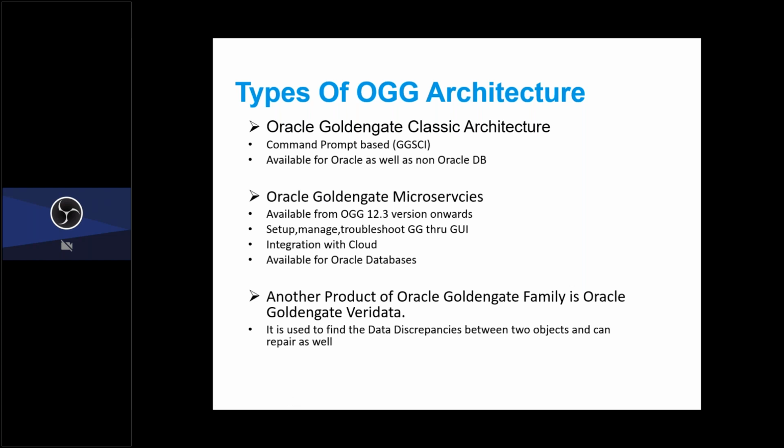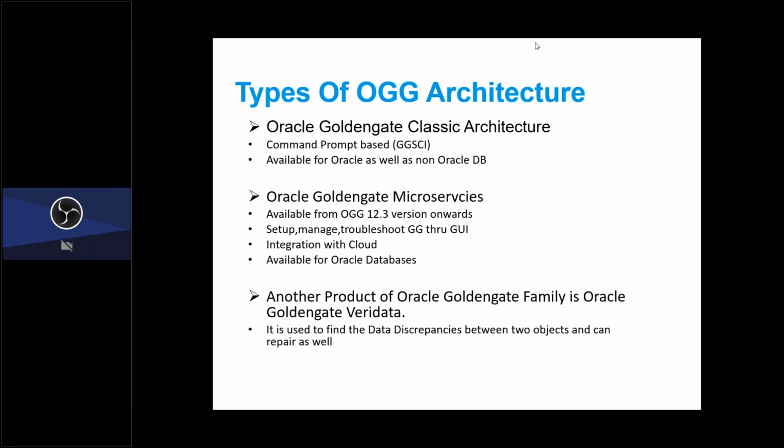So I always suggest to everyone that even though classic architecture is going to be deprecated, it would still take some time to go out of the market. It will take some time to become redundant, because classic architecture is still being widely used, and it will take time for Oracle to upgrade its customers to microservices. But even in future, classic architecture is still going to be there. Okay, so these are the two types of architectures available: Oracle Goldengate Classic Architecture and Oracle Goldengate Microservices Architecture.